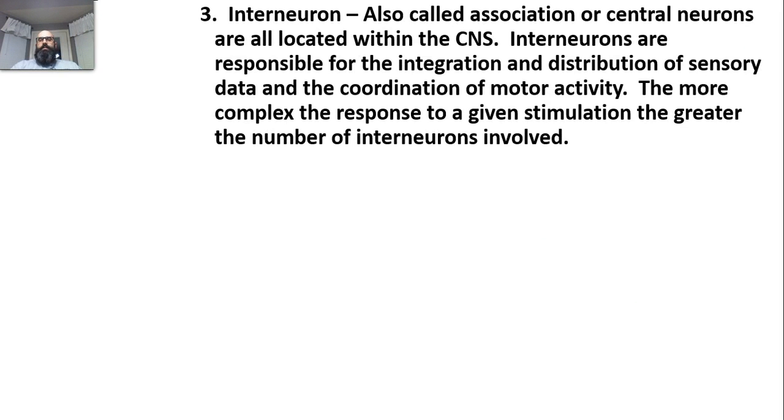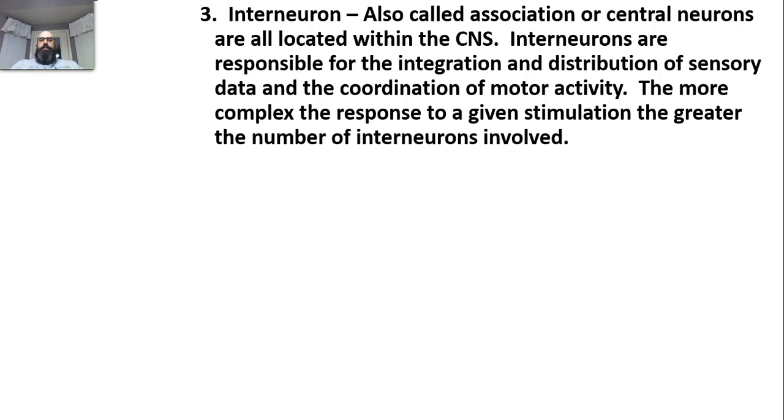And then we have what are called interneurons. These are associated only with the central nervous system. They're only going to be located there. They are essentially the connection between sensory neurons and motor neurons within the brain or spinal cord. So they're responsible for that integration and distribution of sensory information once it reaches into your brain or spinal cord.